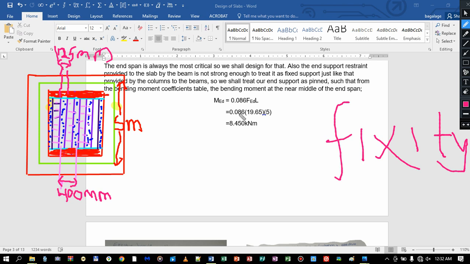So we can as well decide to assume. What fixed does is that some portion of the moment carried in the mid span is transferred to the supports. But now if we assume that the supports are pinned, that there is no fixity at all, then we get the worst case at mid span.